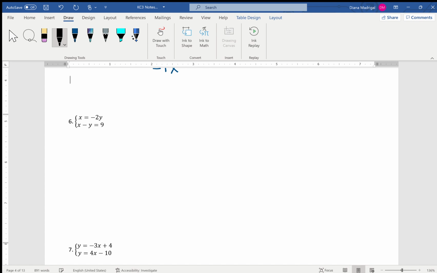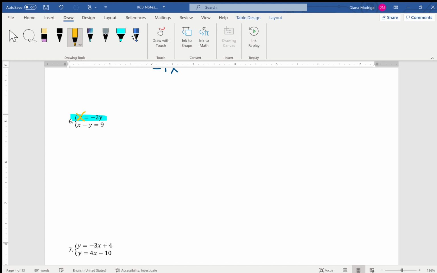Either the left or the right side of the equation, I don't care. X is by itself. It doesn't have any other number. From these two equations, which of those two have x or y by itself, you'll notice that it's the first one. X is by itself on the left side. It doesn't have any other numbers. It's just x. Okay, so this one is saying x equals negative 2y.